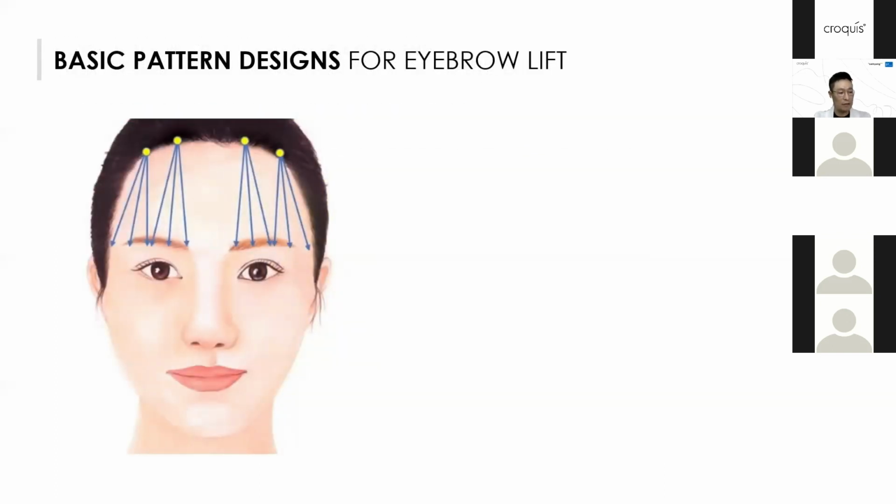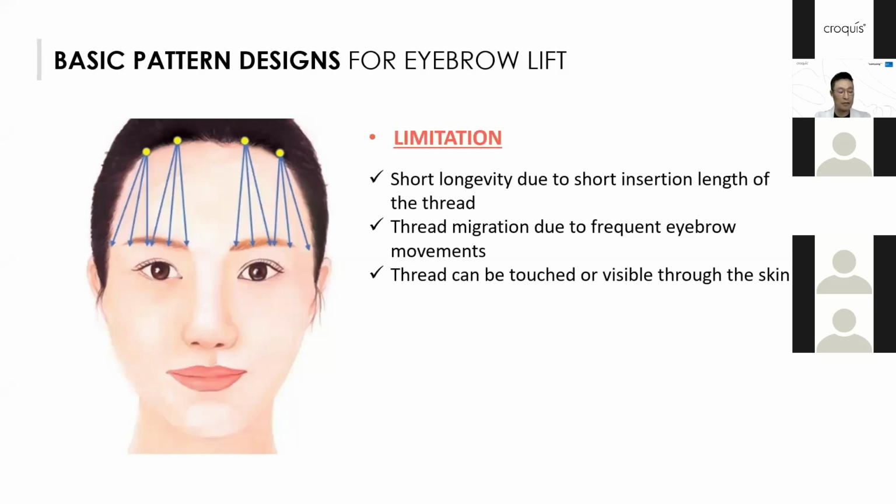This is a conventional and basic pattern design for the eyebrow lift. However, inserting the thread downward from the hairline makes it difficult to sustain the effect for a long time. This is because the length of the thread being inserted is shorter than in other areas like the mid or lower face, and frequent eyebrow movement may cause migration of the thread.